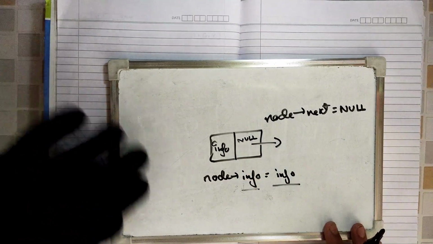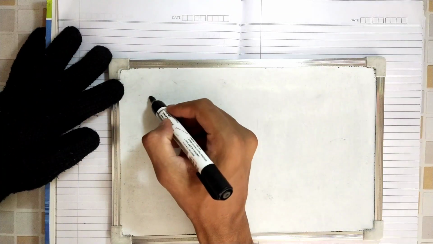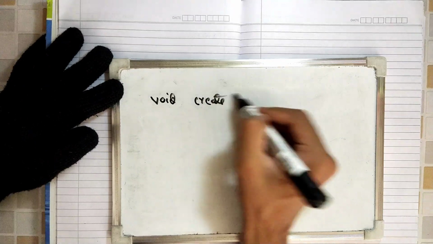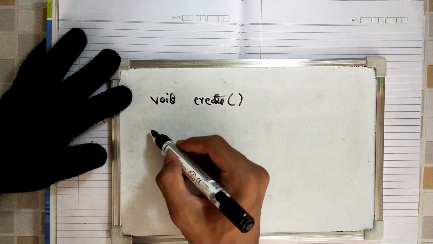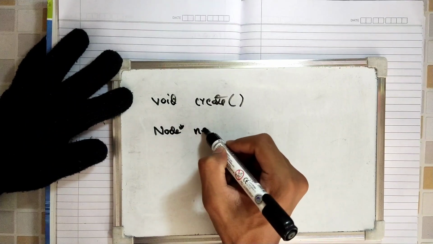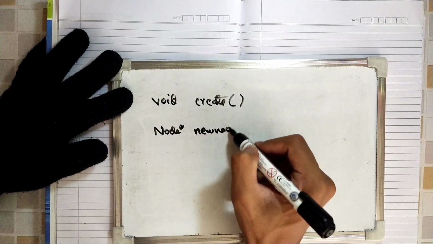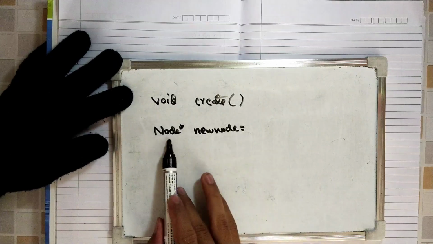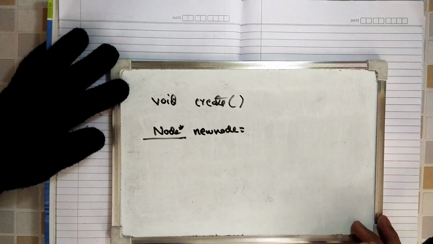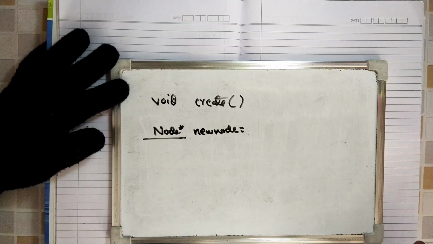Now we will see how we create a node. So keep this thing in mind. I will write void create. This is just a basic thing to write. Now I will write node star new node is equal to. Why am I writing this? This comes under self-referential structure. If you have seen self-referential structure, it shouldn't be difficult for you.